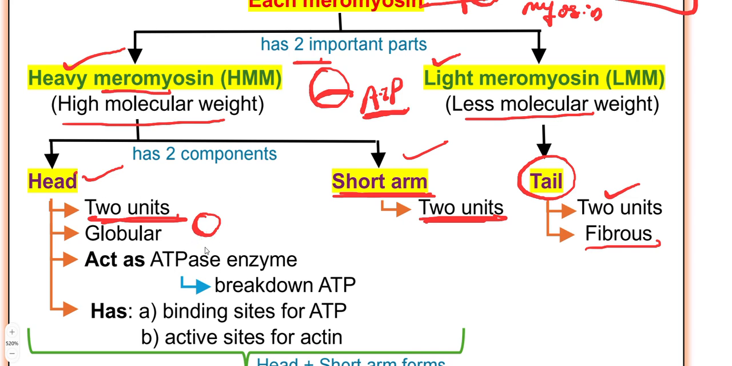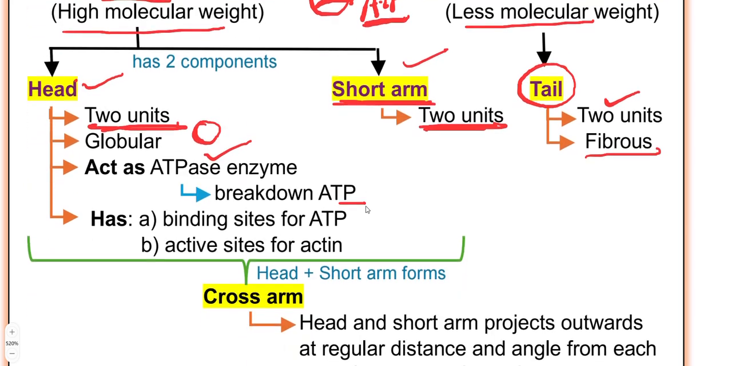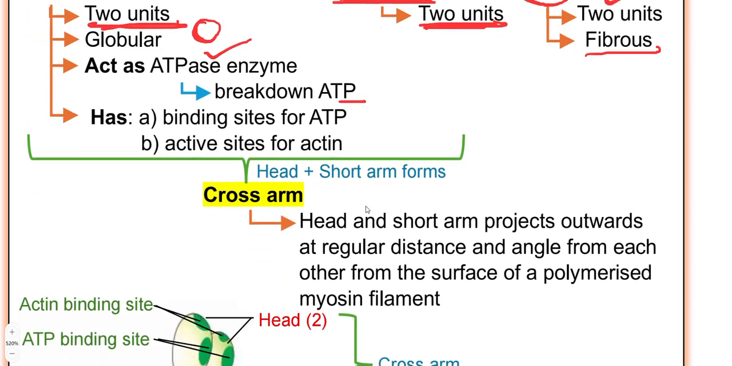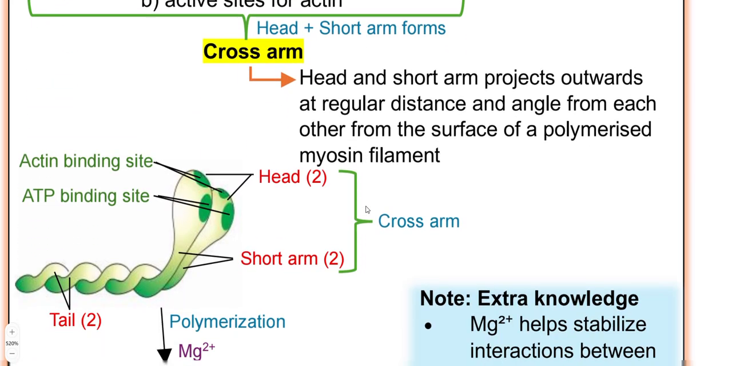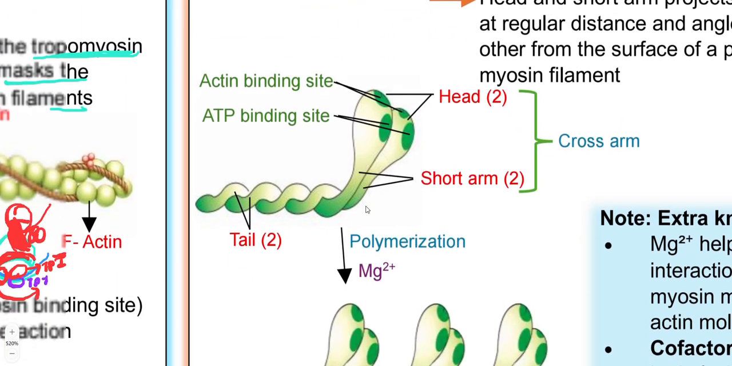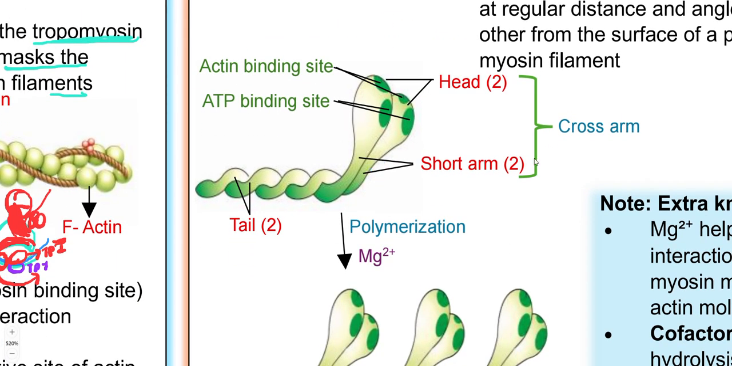It has ATPase enzyme which breaks the ATP. So it has two sites, that is the binding site for ATP and active site for actin. Now understand from the diagram and everything will make sense. So this is the diagram for the meromyosin. This whole is one meromyosin.